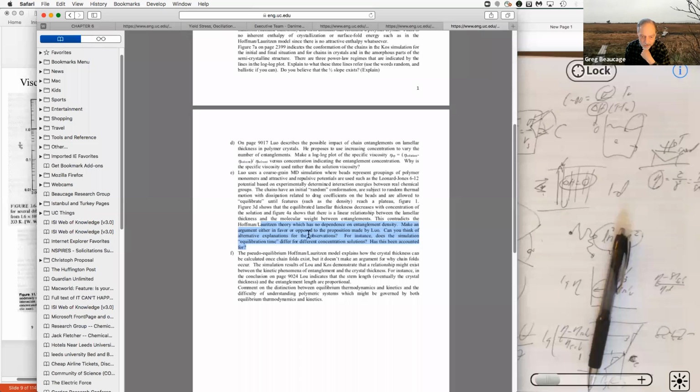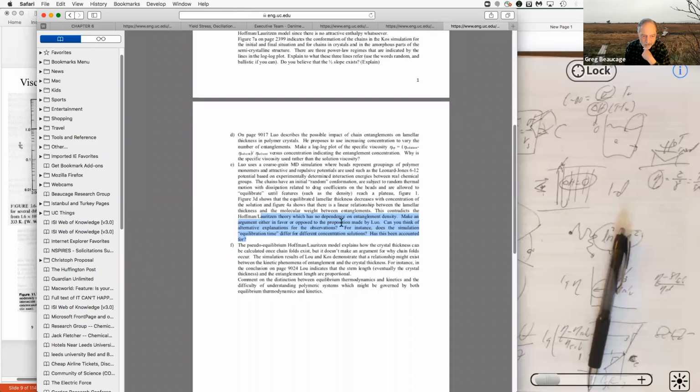I mean, there's a number of reasons why you might have an alternative explanation. You could have just that the kinetics, he hasn't waited long enough for the thing to come to equilibrium. I mean, that's kind of a simple answer to it.